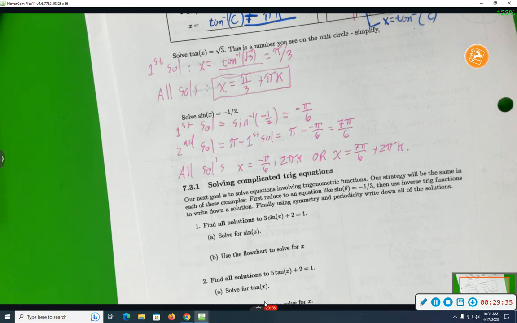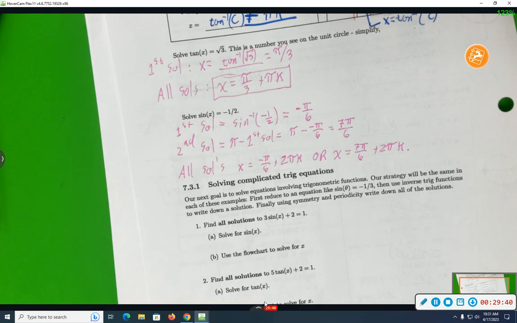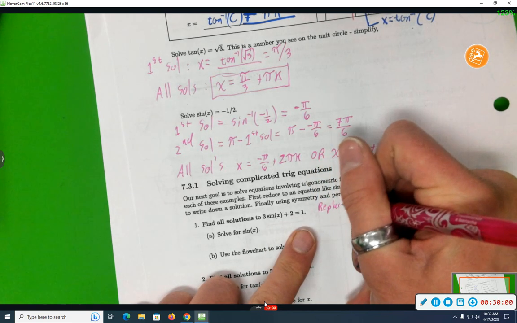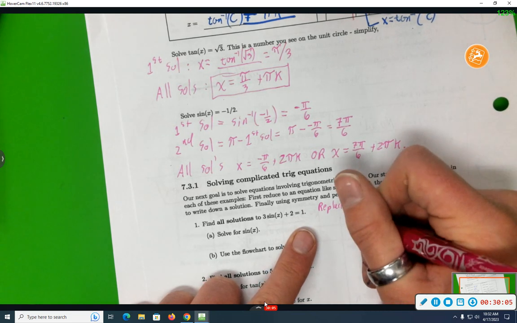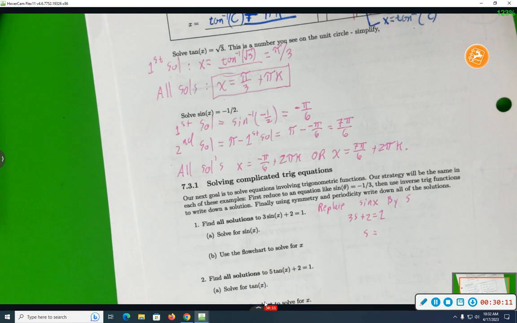Let's try to solve this equation. 3 times the sine of x plus 2 equals 1. Does that look like something you could reduce to just sine of x equals a number by doing some algebra to it? Yeah, I think so. Maybe just in order to illustrate the strategy, to write down less, let's replace sine x by just the letter s to turn that into 3s plus 2 equals 1. And solve that for s.